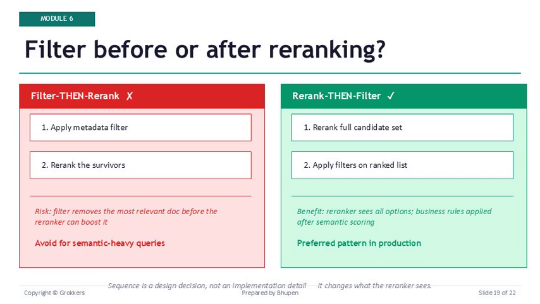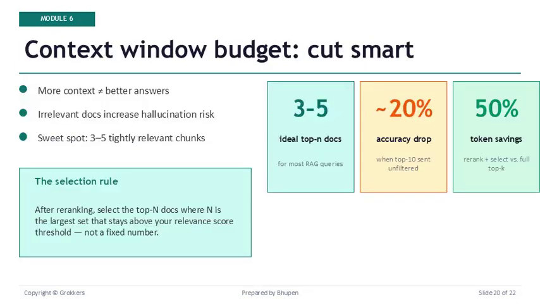So we know the order: re-rank, then filter. But how many documents should actually survive to reach the LLM? Here is a counterintuitive truth. More context often makes your answers worse, not better. The sweet spot for most RAG queries is just 3 to 5 tightly relevant chunks. When teams send the full top 10 without filtering, accuracy drops by about 20%. And by using re-rank then select instead of sending the full top K, you save roughly 50% of your tokens.